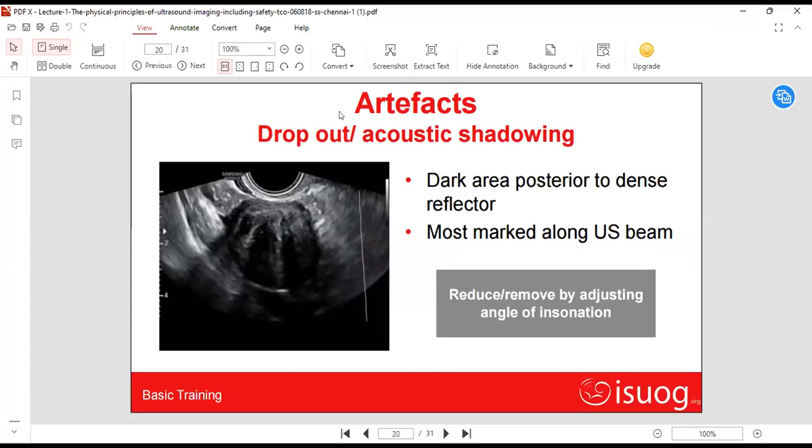We can reduce this by adjusting the angle of insonation. And sometimes I see this is very important also. Acoustic shadowing helps us in diagnosis. I will give you one example.